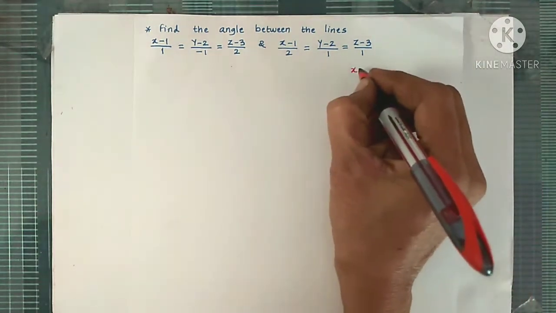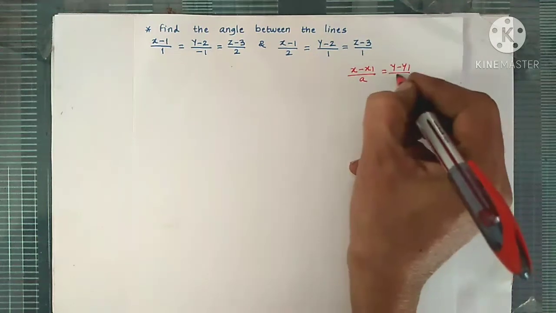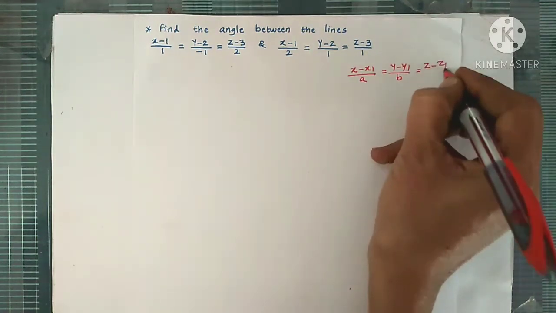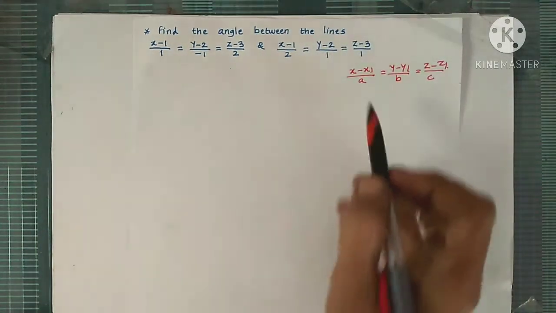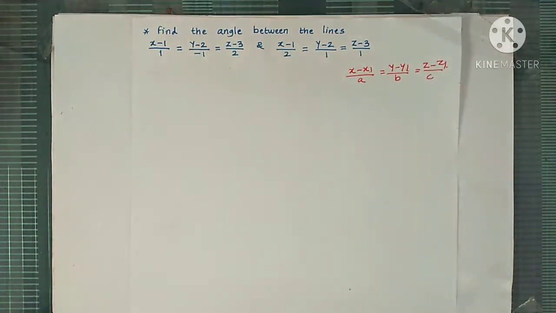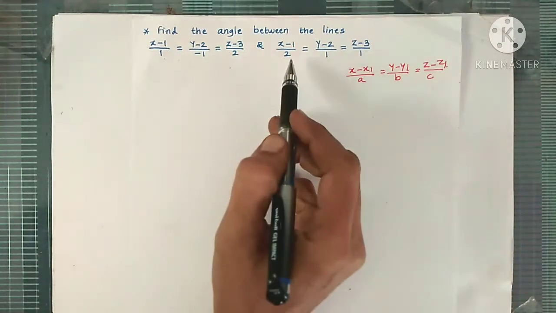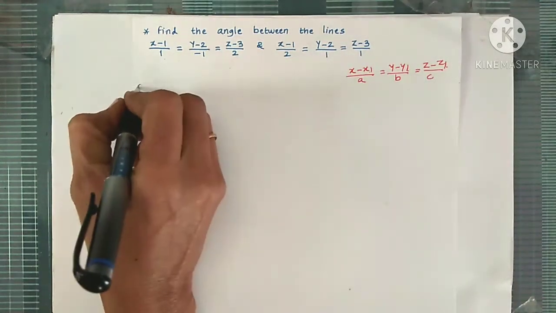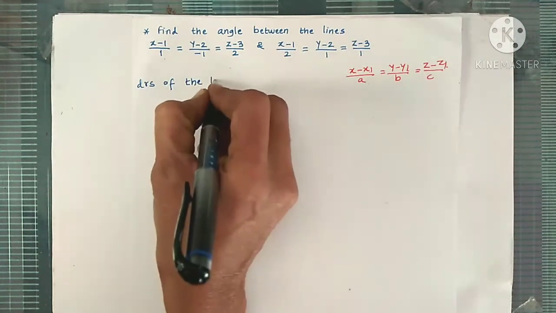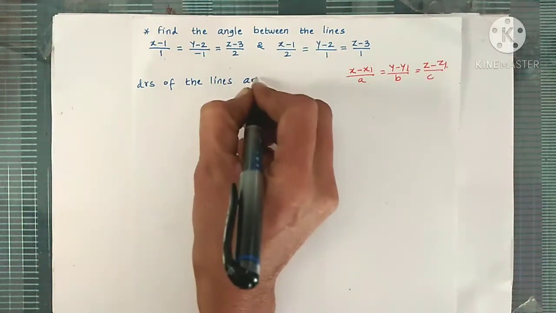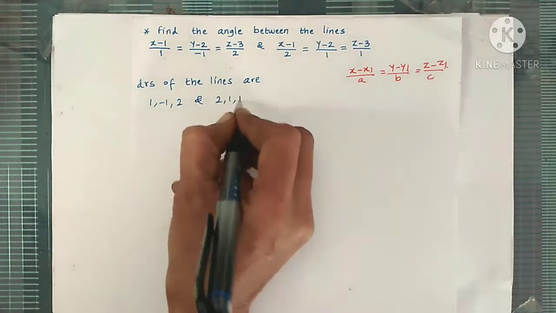We know that if equation of the line is (x minus x1)/a = (y minus y1)/b = (z minus z1)/c, then (x1, y1, z1) is a point on the line and direction ratios of the line are a, b, c. That means direction ratios of these two lines are 1, minus 1, 2 and 2, 1, 1. So let's write that. Direction ratios of the lines are 1, minus 1, 2 and 2, 1, 1.